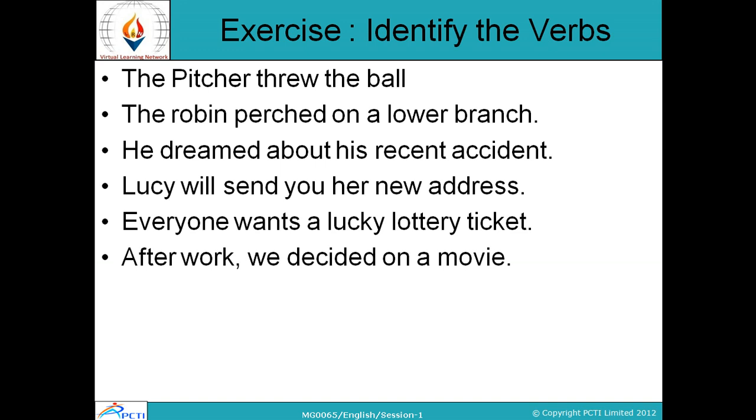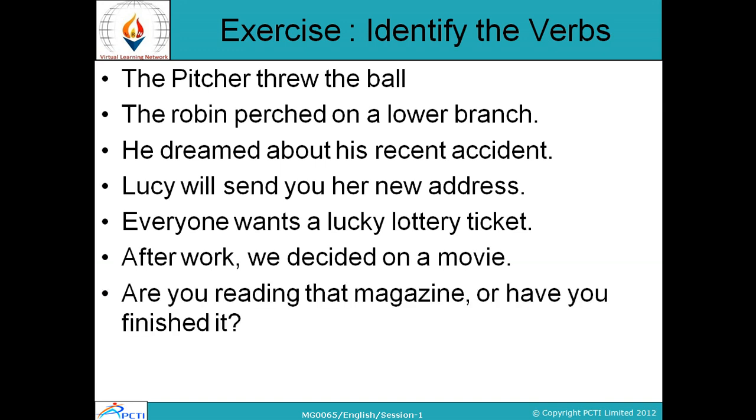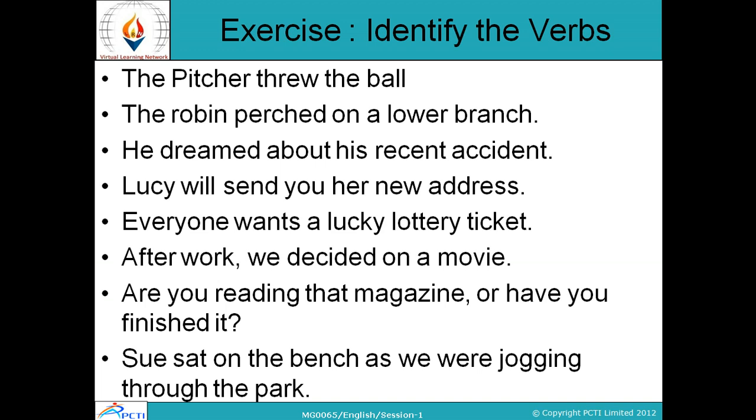After work we decided on a movie. So work is also a verb. Are you reading that magazine or have you finished it? Reading is also a verb. Sue sat on the bench as we were jogging through the park. Sue sat. Sat is also an action. She's sitting. So sat and of course jogging.